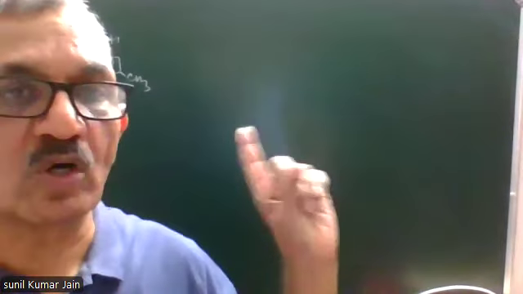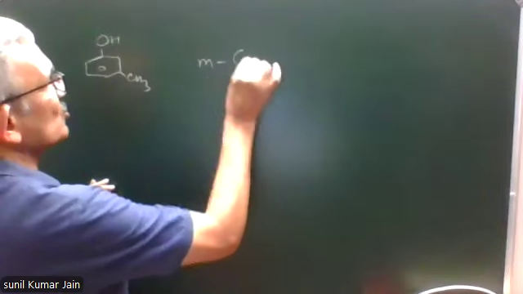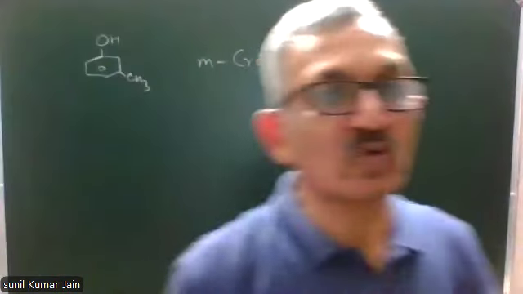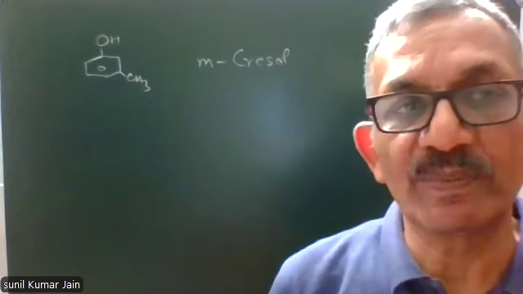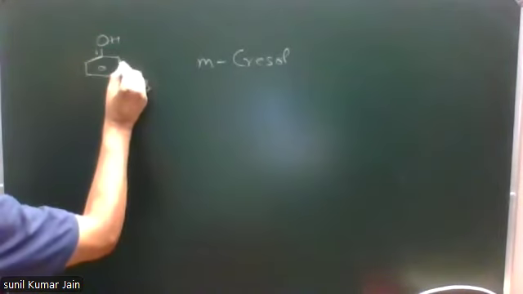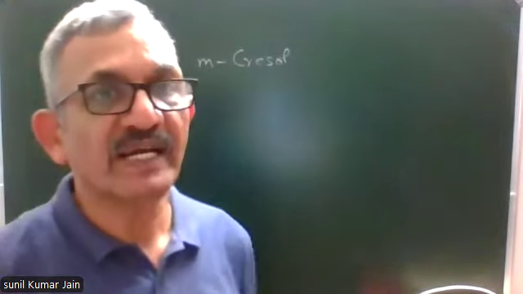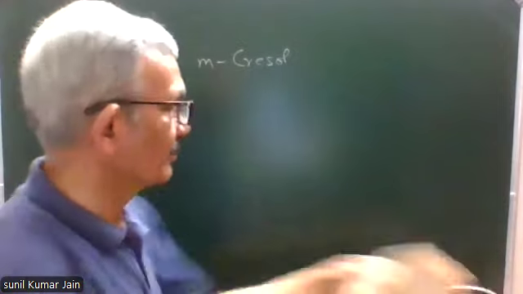What are these positions? Ortho, meta, or para? Meta. This is meta cresol. One methyl and one OH group, common name cresol. This one is metacresol; similarly, it can be orthocresol or paracresol. OH is given more preference. This is 1, this is 3. IUPAC name: 3-methyl phenol.